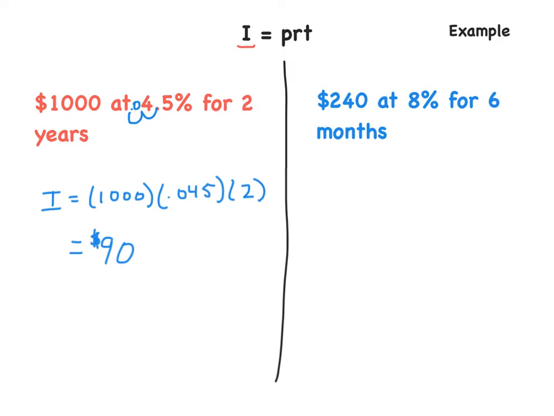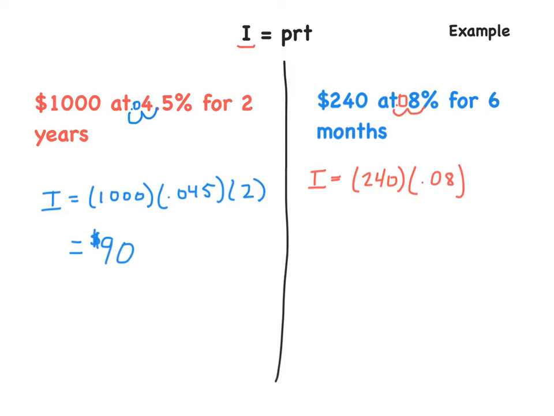Okay, so again, we're trying to find the interest. So we have I equals PRT. Our principal is $240. Our rate, remember, change the percent into a decimal. So it's 0.08. Now, remember, this is 6 months. We're not multiplying it by 6 because, remember, it has to be in years. So how many years are in 6 months?